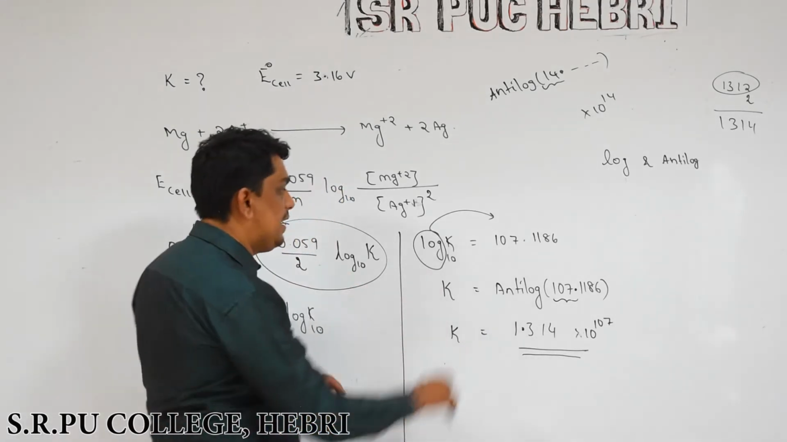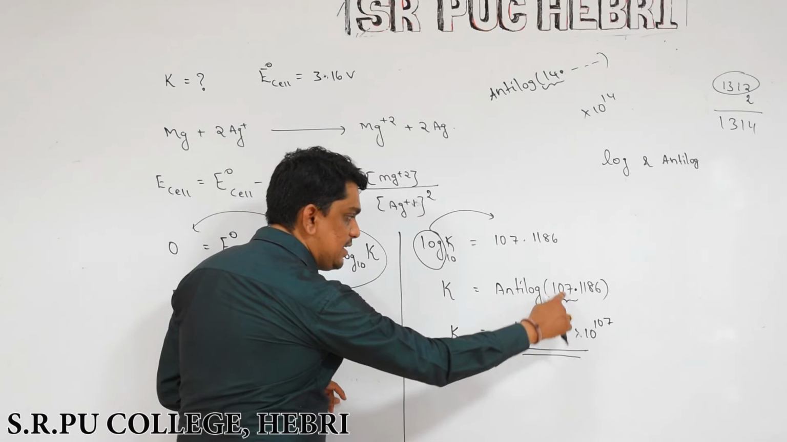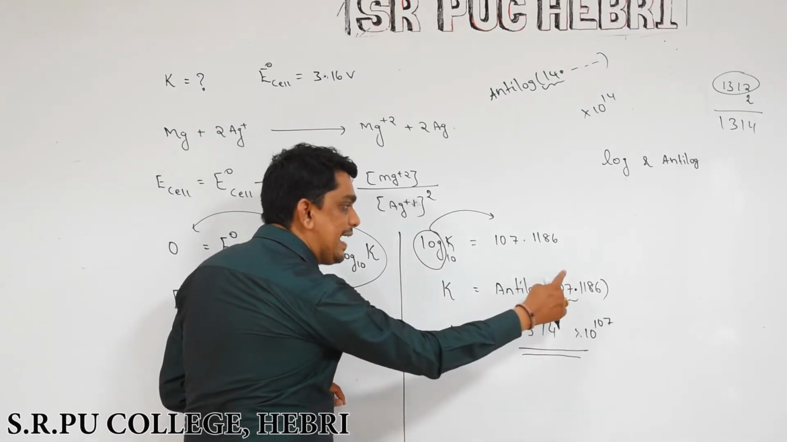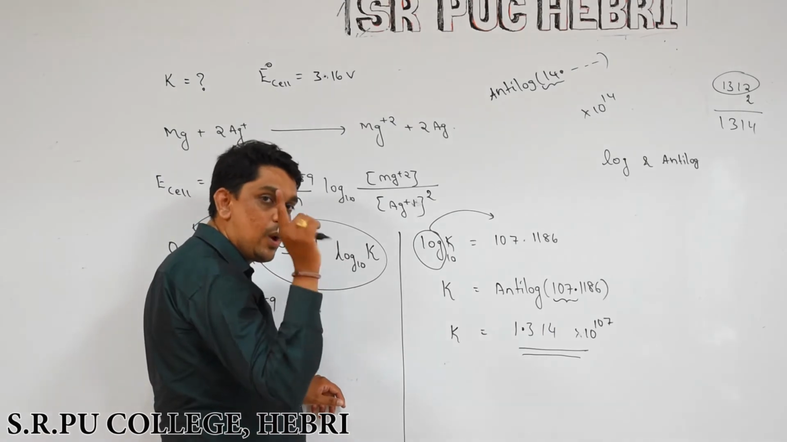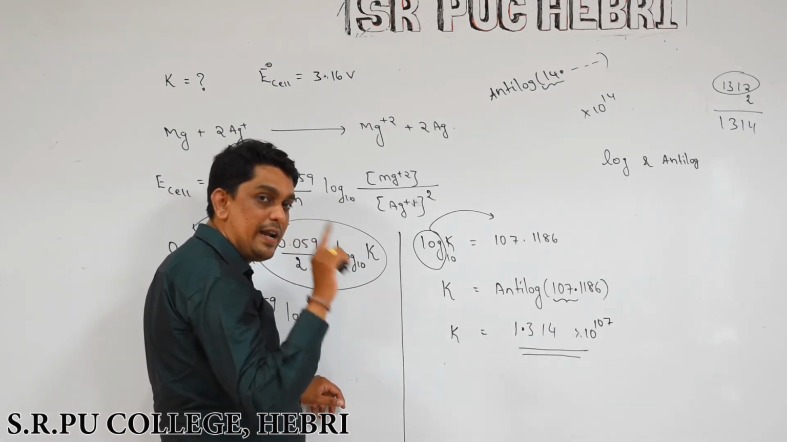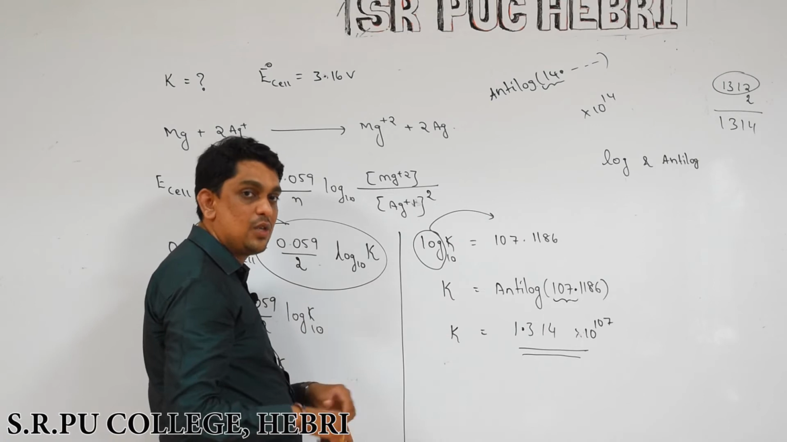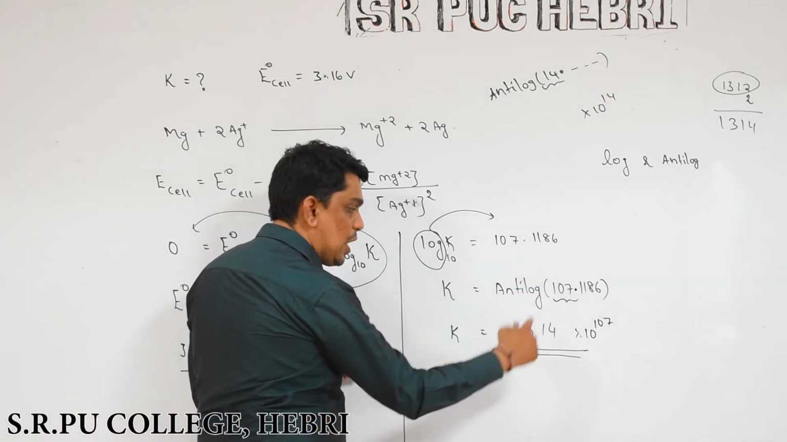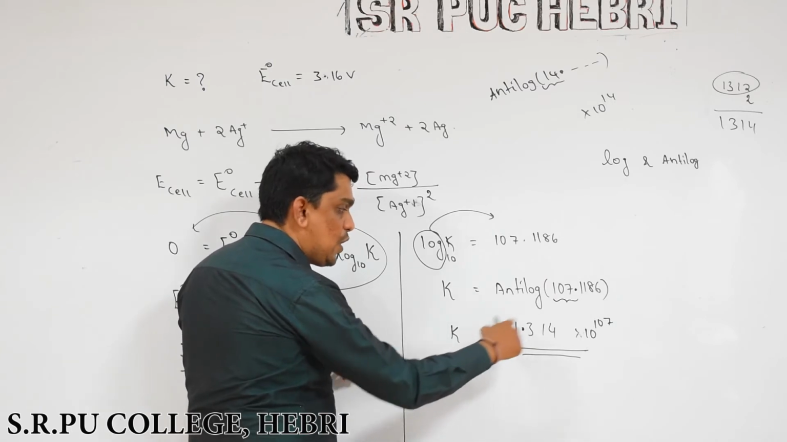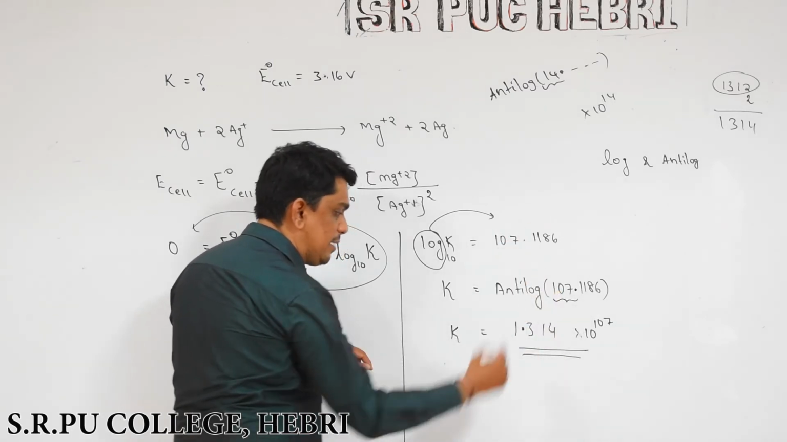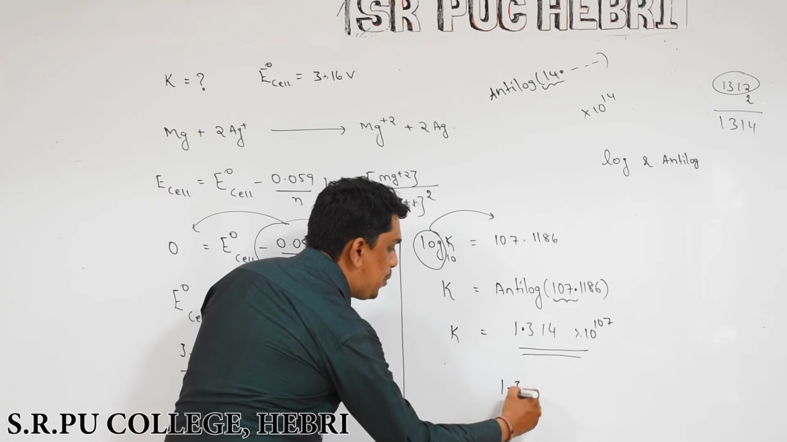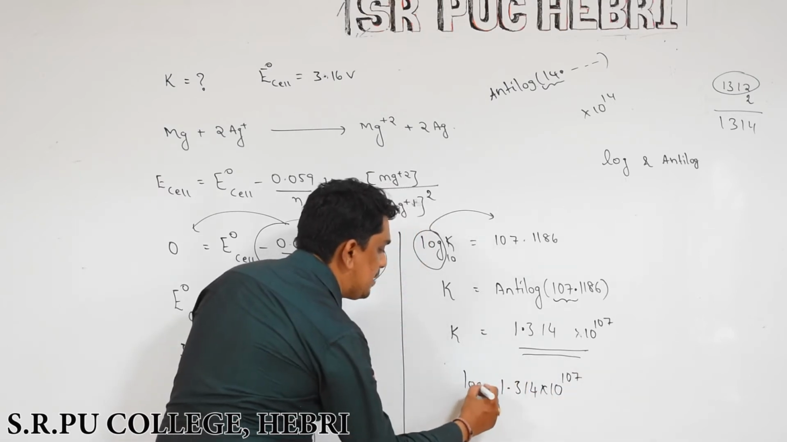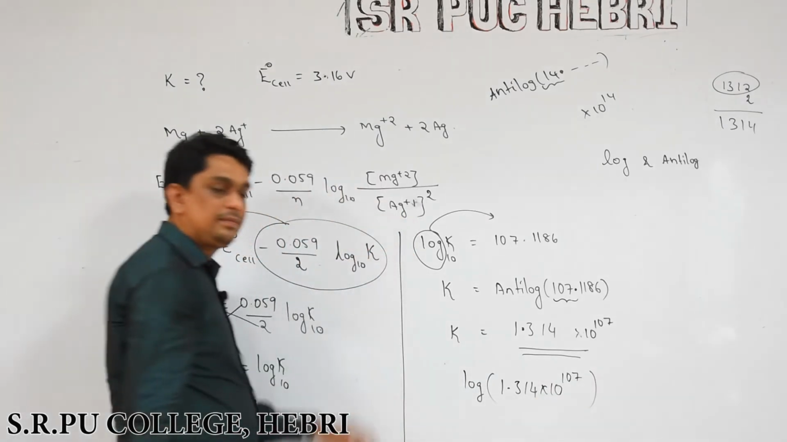Let me tell you. Antilog of this, you got this, right? So log of this, you must get this. So antilog and log are complementary, reverse functions of each other. Antilog of something gives you the answer, so log of this should get you back this. Let me see here: 1.314 into 10 to the power 107. Let me see log of this.